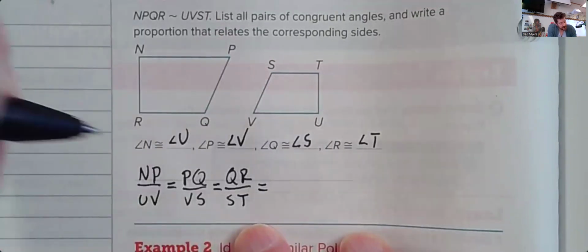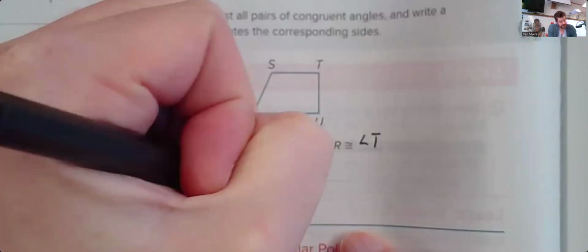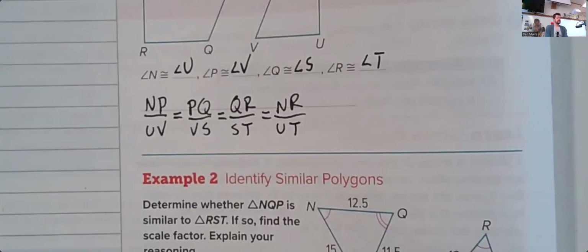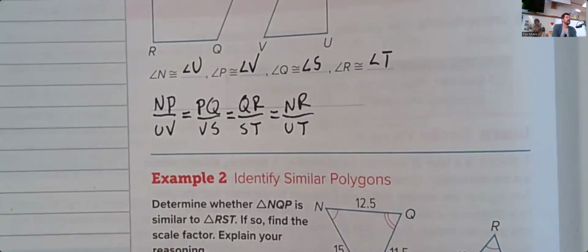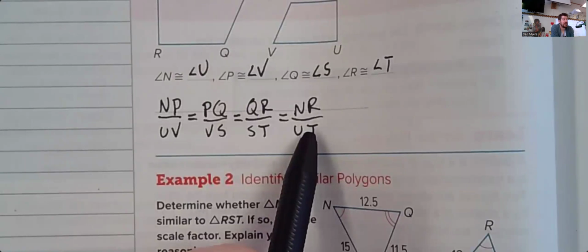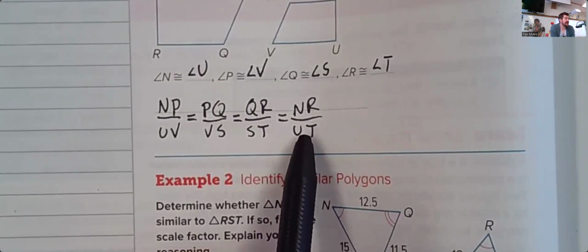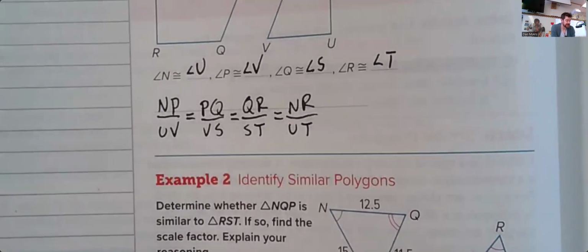Caitlin, NR corresponds to what? UT. Cool. So those are all 4 pairs of sides being shown to be in proportion with one another. Any questions as to how we wrote this statement here? All good? Okay. Knowing how things correspond, you have to know that before you can actually determine if things are similar or not, which is the next thing we're going to do.